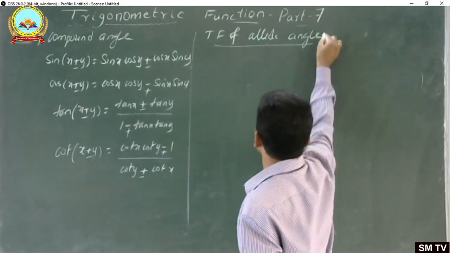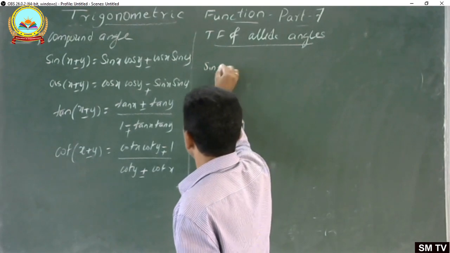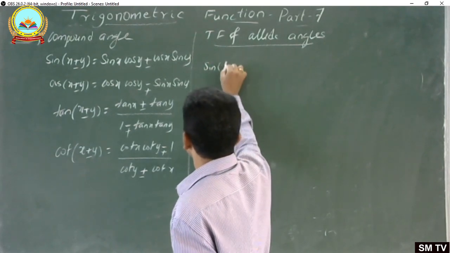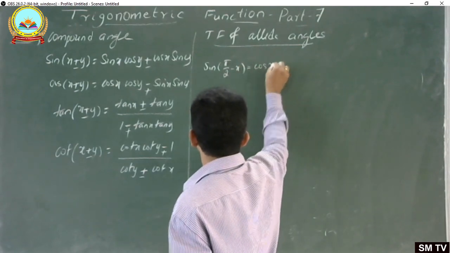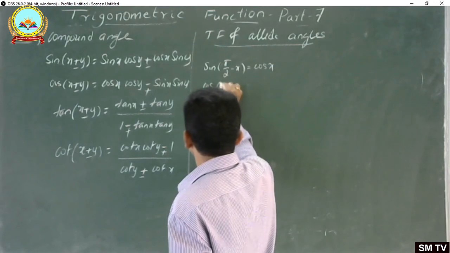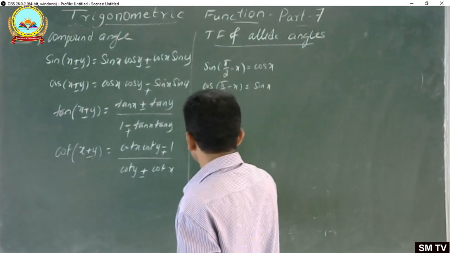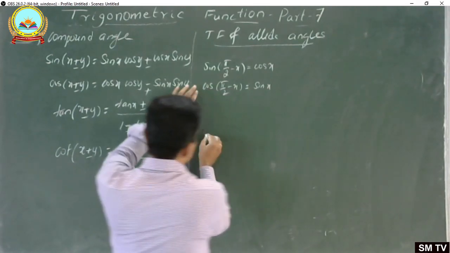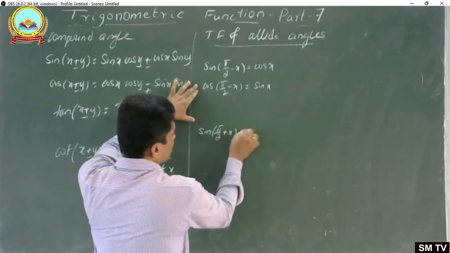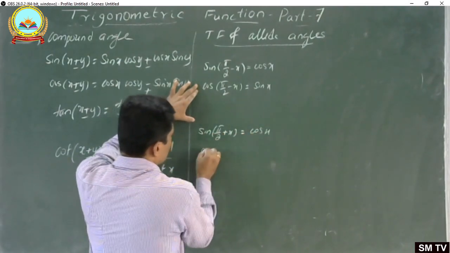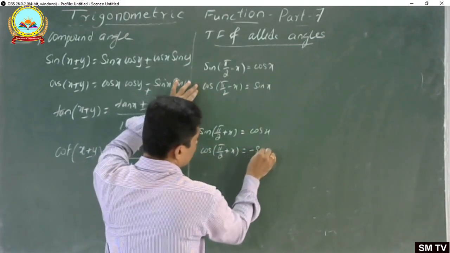Angles allied to x. The first one is, you know that sine of pi by 2 minus x, its value is equal to cos x. Cos of pi by 2 minus x, its value is equal to sin x. Next, sine of pi by 2 plus x, its value is equal to cos x, and cos of pi by 2 plus x is minus sin x.